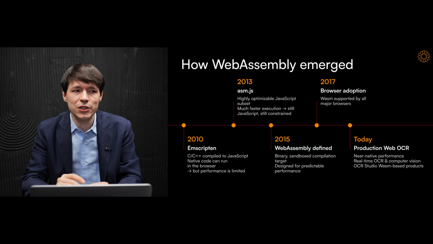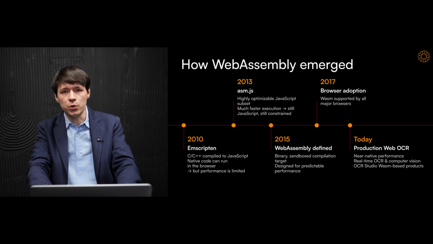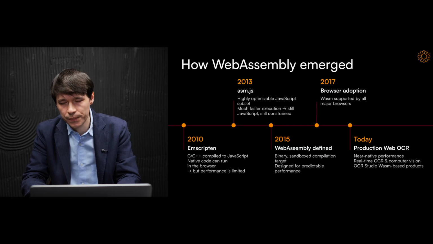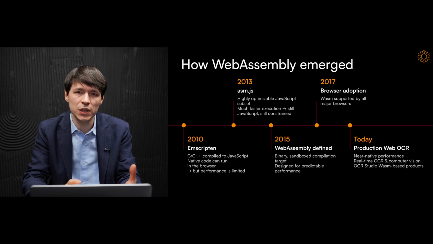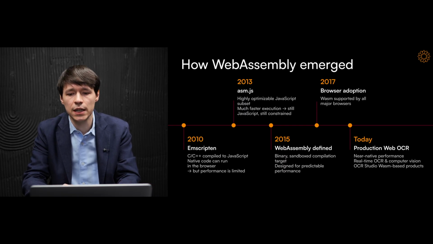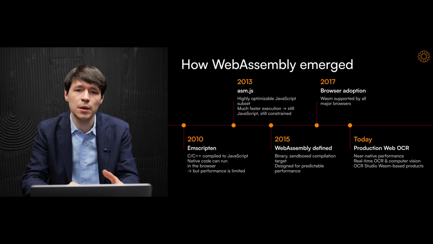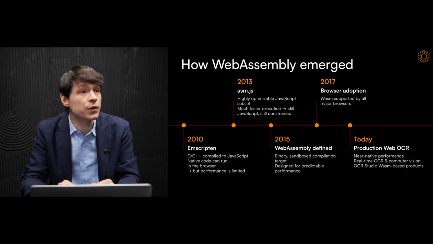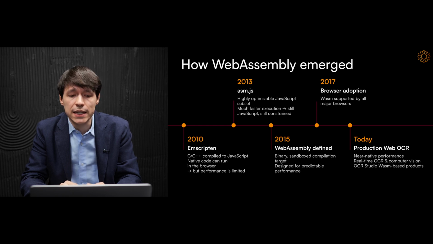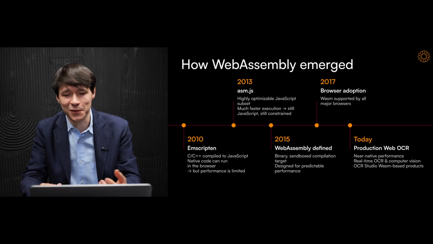It demonstrated that JavaScript engines could be tuned to run low-level compiler-generated code significantly faster. Emscripten and ASM.js complemented each other. Emscripten could emit ASM.js, and browsers could then optimize it more aggressively than ordinary JavaScript. These efforts showed the path forward, but they were still constrained by the fact that everything ultimately ran as JavaScript.